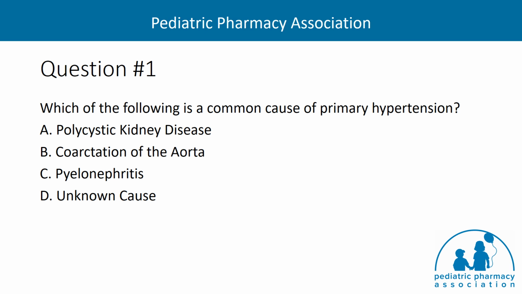So let us go ahead and pause to review a question. Which of the following is a common cause of primary hypertension? Is it A, polycystic kidney disease, B, coarctation of the aorta, C, pyelonephritis, or D, unknown cause? I'll go ahead and give it a few seconds. If you need more time, please feel free to pause the video.